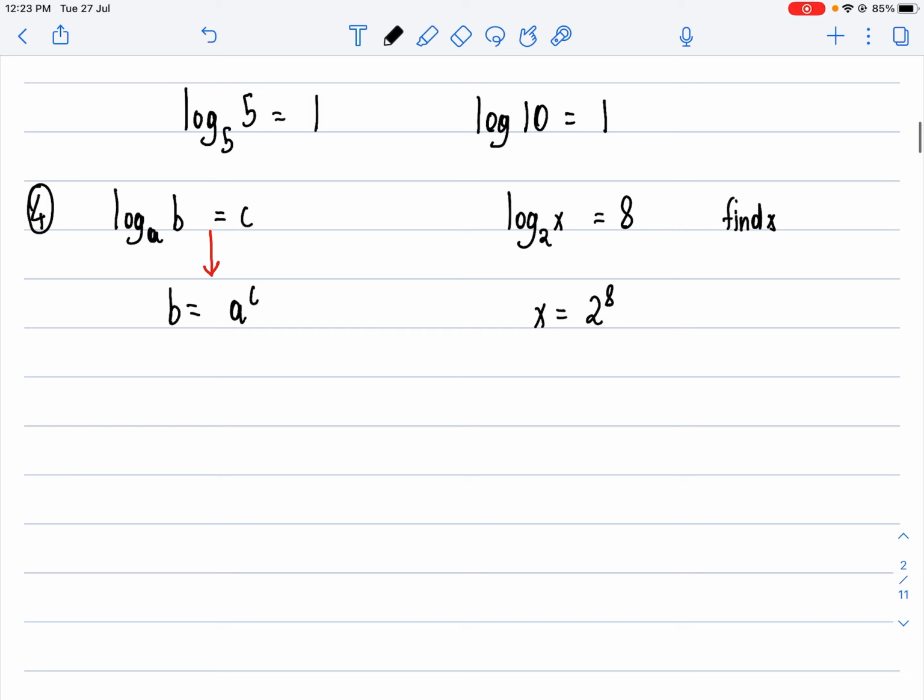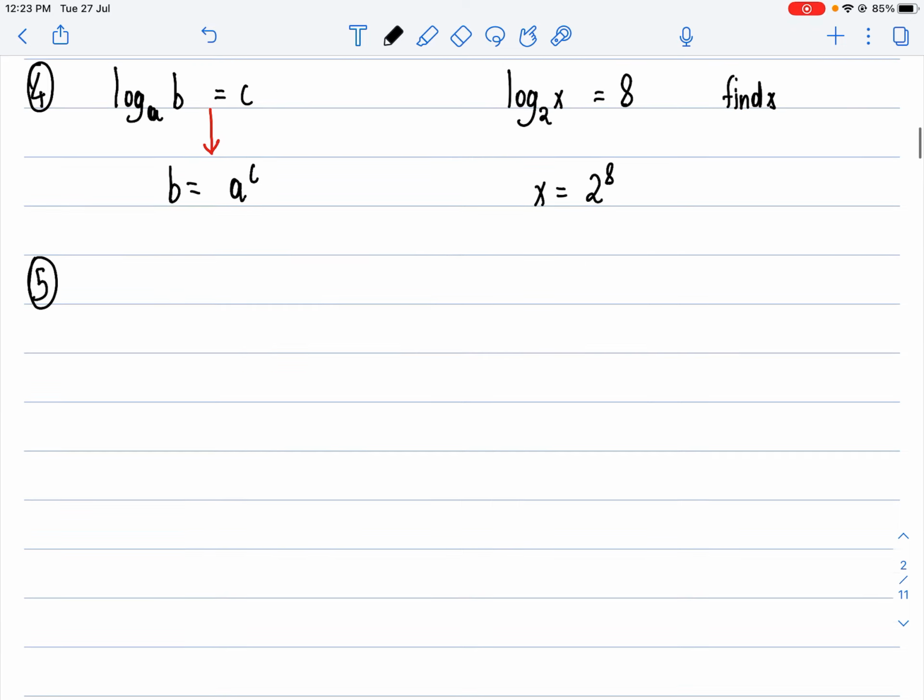Now we can go to the fifth property. This basically means that log of a raised to b will be equal to b log a.